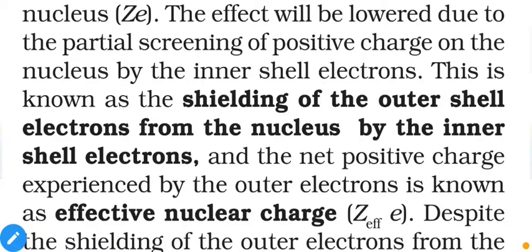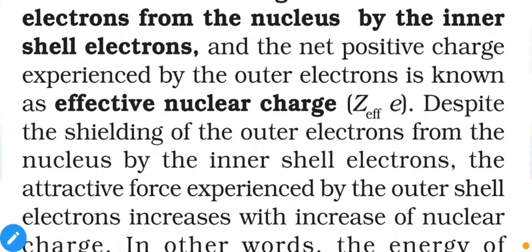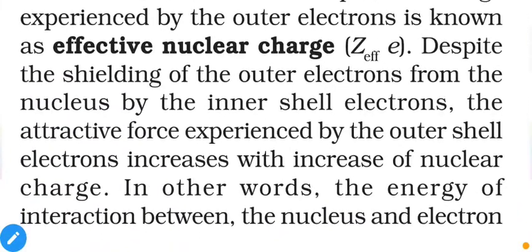In the case of metals, this type of situation is normal. You can easily observe this situation, and the normal nature of a metal is to release electrons. One of the common reasons for this loss of electrons is the shielding effect. The net positive charge experienced by the outer shell electrons is known as the effective nuclear charge, Z effective. So despite the shielding of the outer electron from the nucleus by the inner shell electrons, the attractive force experienced by the outer shell electron increases with increasing nuclear charge.